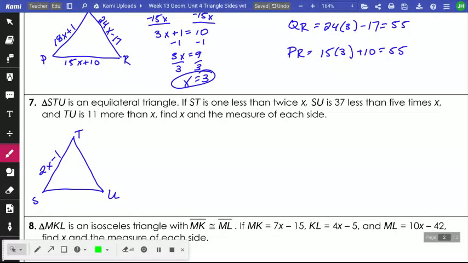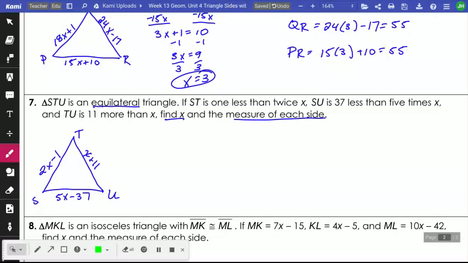Okay, SU is 37 less than 5 times x. So I'm going to have 5 times x, but SU is 37 less than that. And TU is 11 more than x. So I will do x plus 11 or 11 plus x. Again, it's an equilateral triangle. Okay, and we're going to find x and the measure of each side.